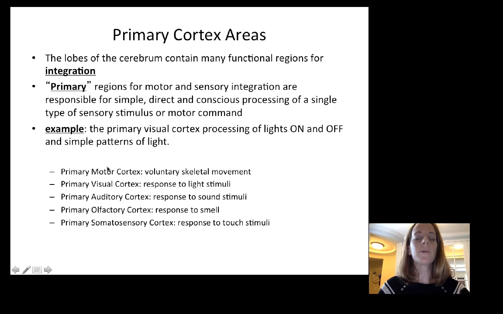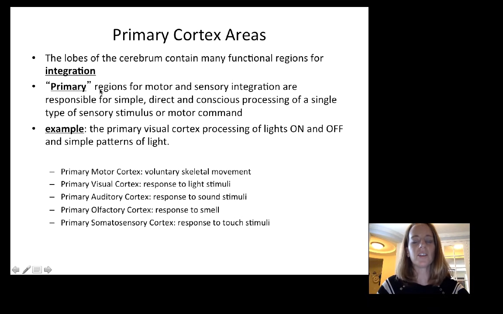Okay, the cerebrum can be divided into primary and other areas. So we generally refer to these as primary cortex areas. So the lobes of the cerebrum have different functional regions for the integration of the information that is being processed within the cerebral cortex. Often the cerebrum is just shorthand referred to as cortex. You'll hear that a lot.